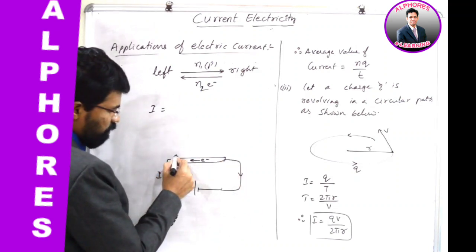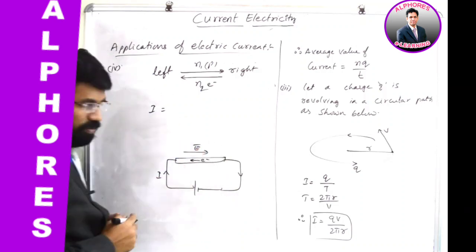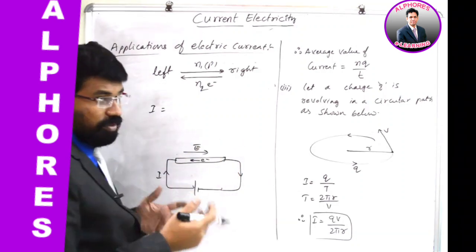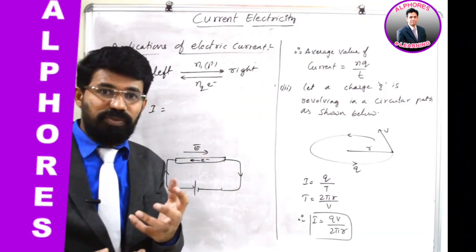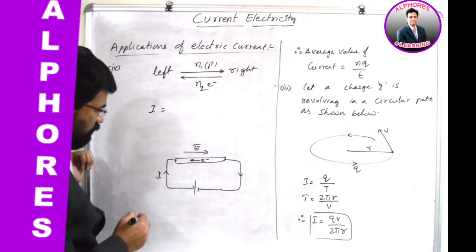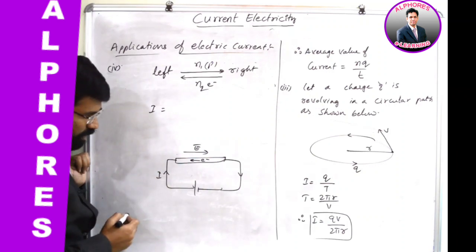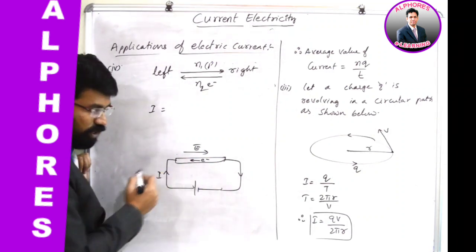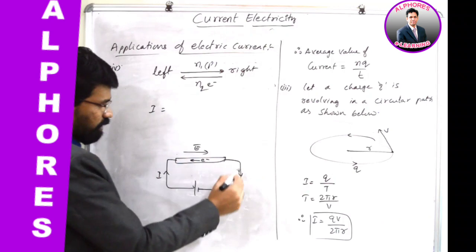So electric field will be in this direction. When electric field is in this direction, electron, a negatively charged particle, experiences force opposite to the direction of electric field intensity, isn't it? So I want you to remember this fact. Conventional direction of current is taken in a direction opposite to the flow of charge. Always it is taken from positive terminal to negative terminal.